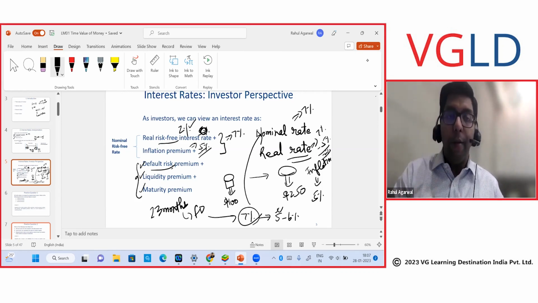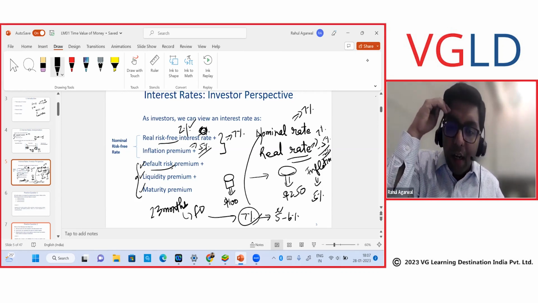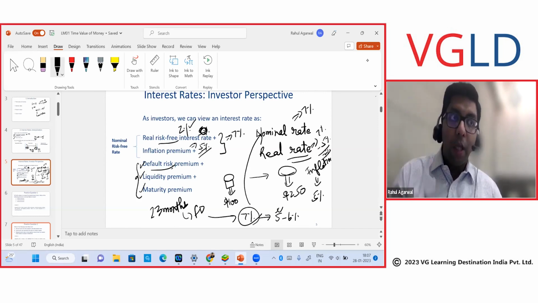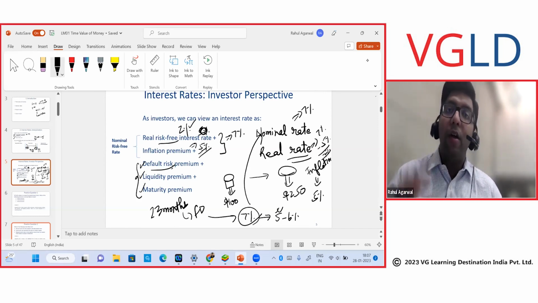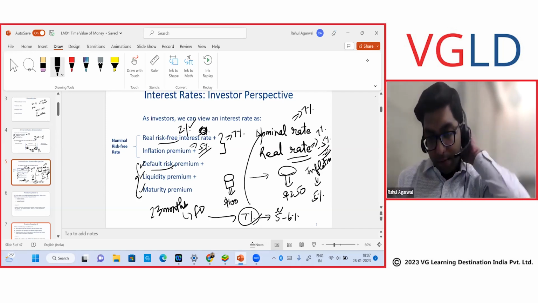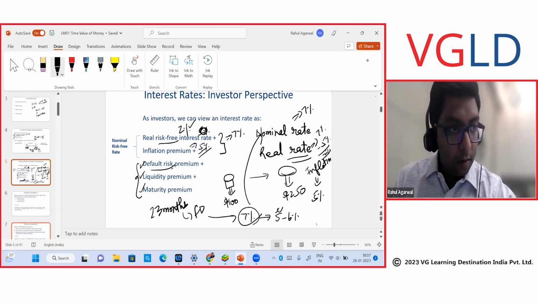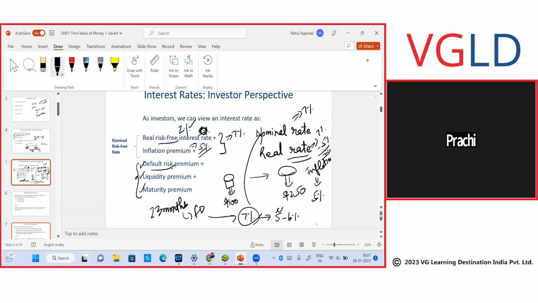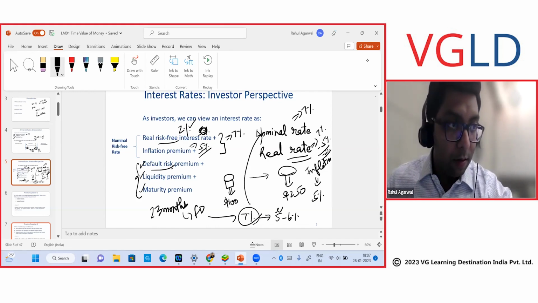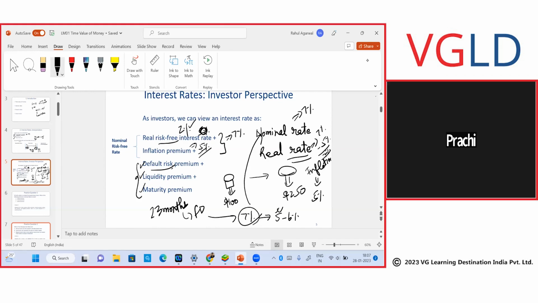Third is maturity premium. See, think about a very simple example. You have two options. Option A is you are lending money to someone for 1 year. Option B is you are lending the same amount of money to me for 10 years. Which is riskier, 1 year or 10 years? Anyone? Sir, 10 years is more risky. Why do you think so? Sir, if we invest this money in an equity fund, in equity fund there is more risk.